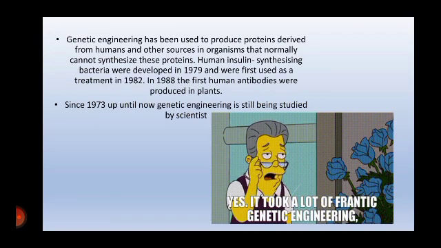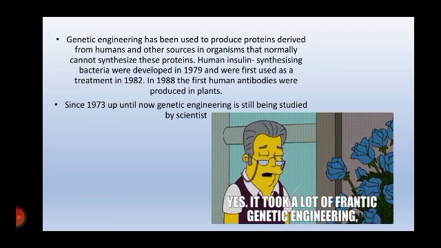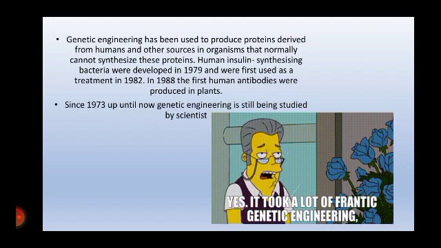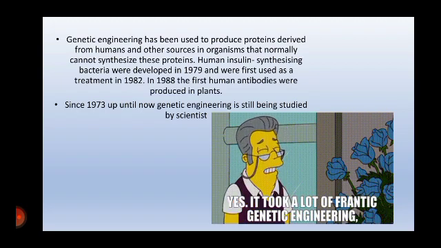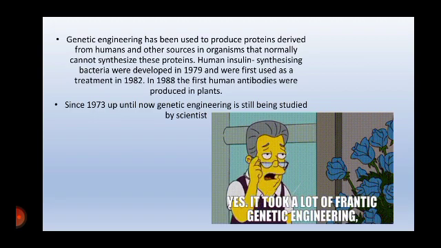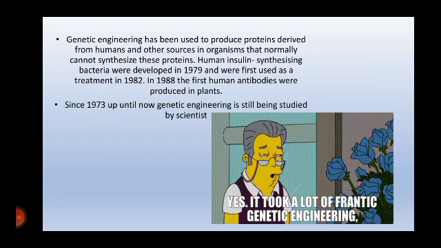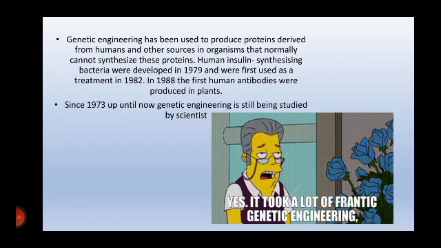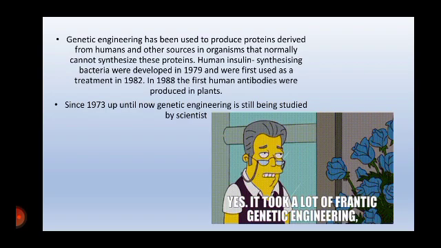Genetic engineering has been used to produce proteins derived from humans and other sources in organisms that normally cannot synthesize these proteins. Human insulin synthesizing bacteria were developed in 1979 and were first used as a treatment in 1982. In 1988, the first human antibodies were produced in plants. Since 1973 until now, genetic engineering is still being studied by scientists.